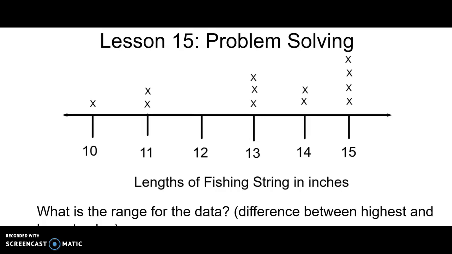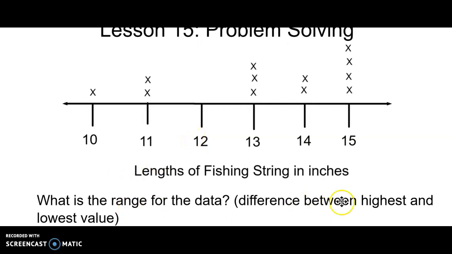Because in my last video, if you watched my last video, it was talking about looking at a line plot and answering some questions about it. And we learned about how to find the range, which is the difference between the highest and lowest. So when we look at this, our highest length of fishing string was 15 and our lowest length of fishing string was 10. So our range was 15 minus 10, which was 5.